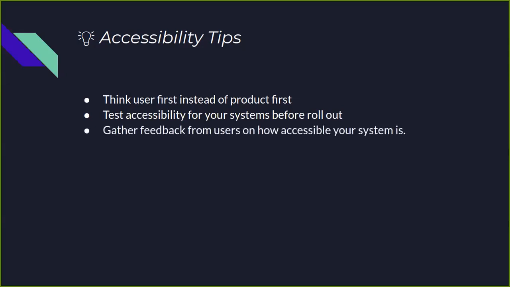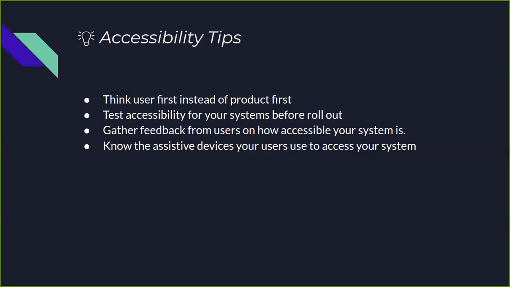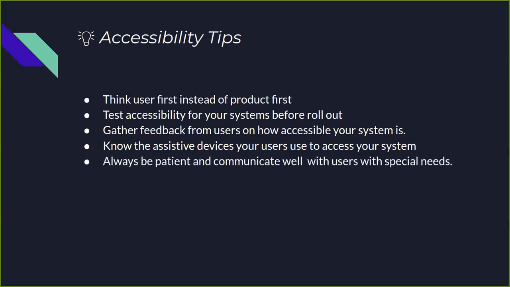Next, gather feedback from users on how accessible your system is. Like the previous tip, as you are testing, make sure you test with humans and gather their feedback to know how your system is doing on the accessibility side. Also, know the assistive technologies or assistive devices that your users will be using to access your system. By so doing, you can build a system which suits such assistive devices and makes the life of persons with disability easier.